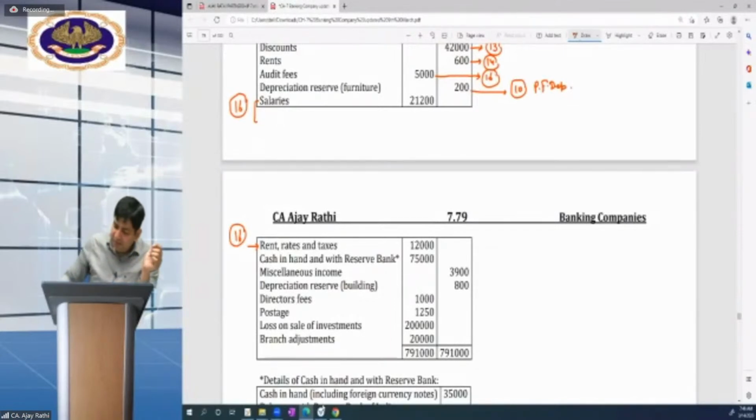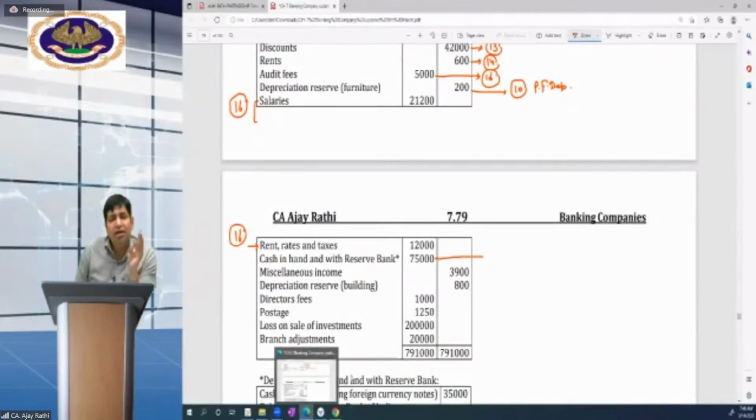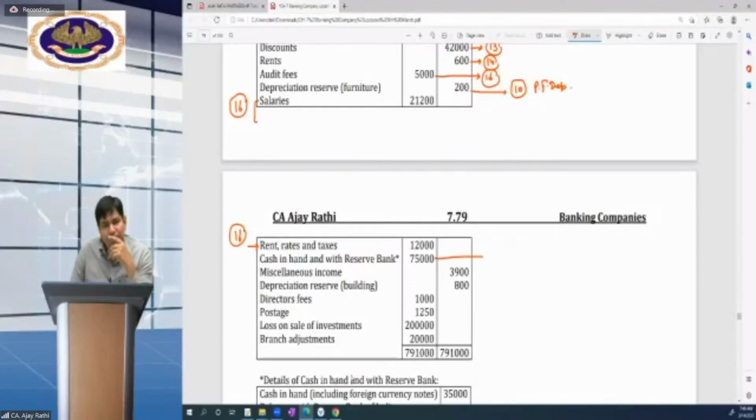Now next, cash in hand and with RBI. Beta, you know, these are to be posted on the asset side, and in which schedule number? Beta, the starting 5 points belong to the left side: share capital, reserves and surplus 1 and 2, and then deposits and borrowings 3 and 4. Next is other liabilities 5, and number 6 is the cash and bank balance with RBI. So schedule number 6. Very good, beta.